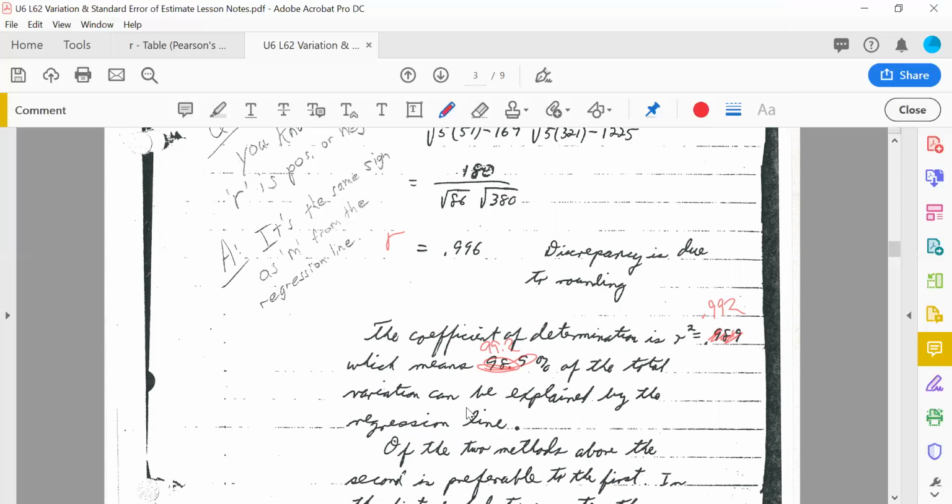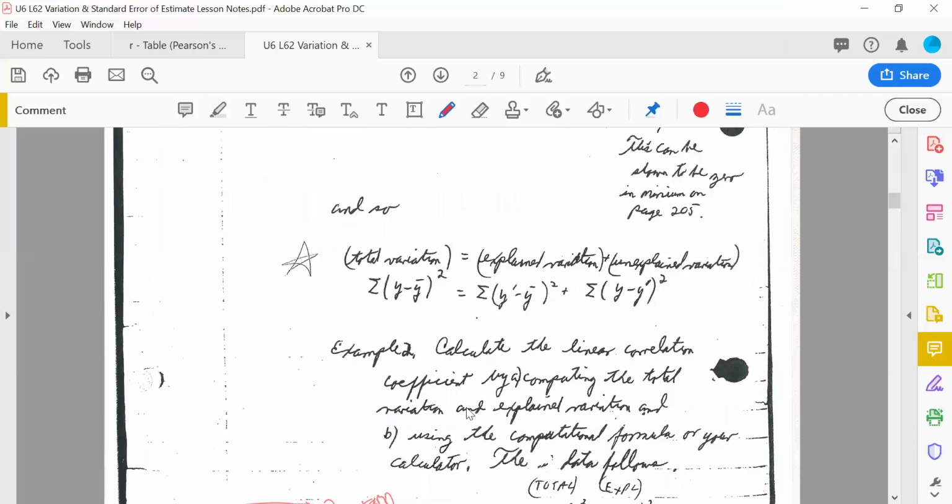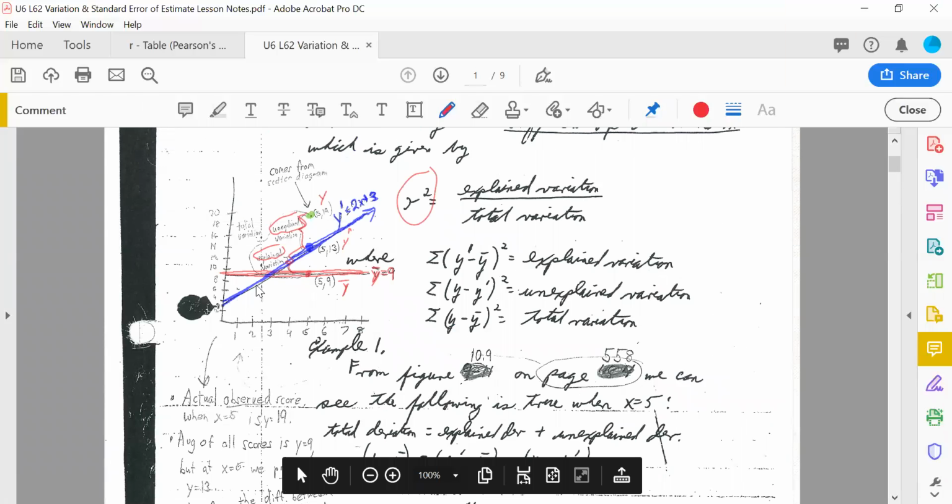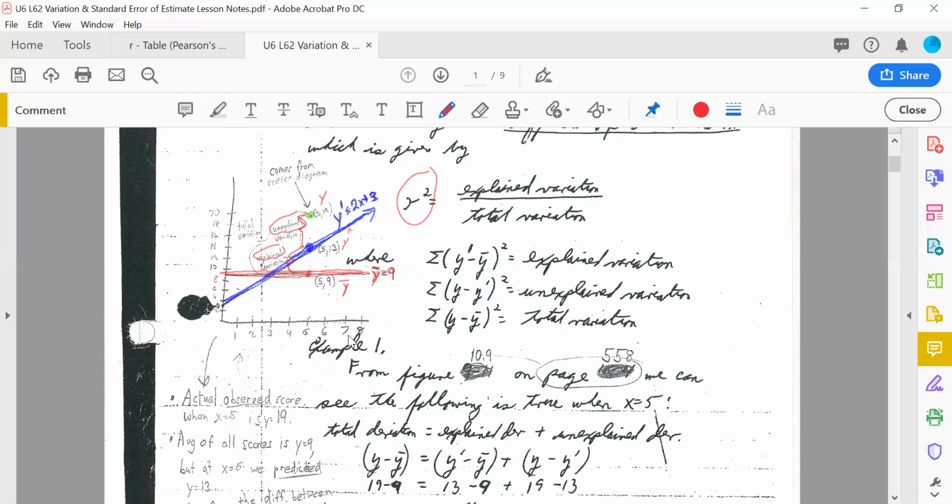What does that mean in layman's terms? Let me scroll back up. That means 99.2% of the change in your grade can be explained by the hours that you study, the number of hours you study. That's a pretty effort. That's almost 100%. That means it's pretty fair. It's pretty right along this blue line right here.